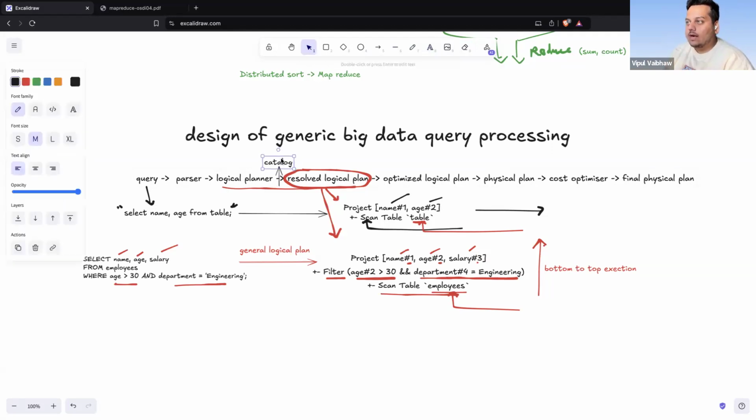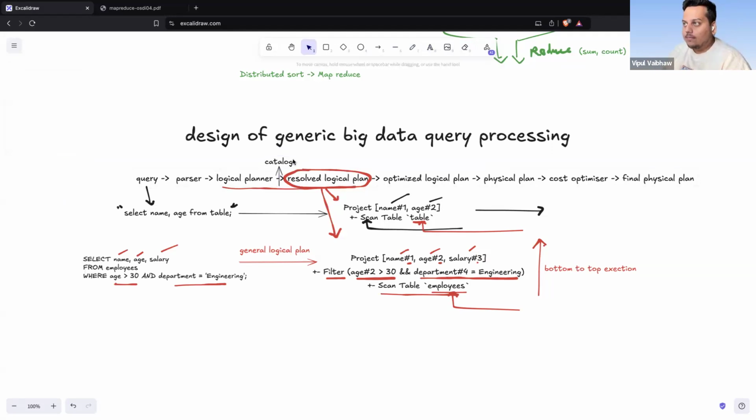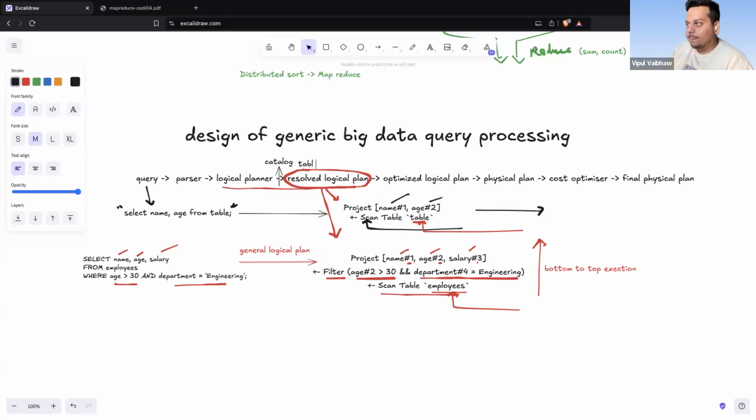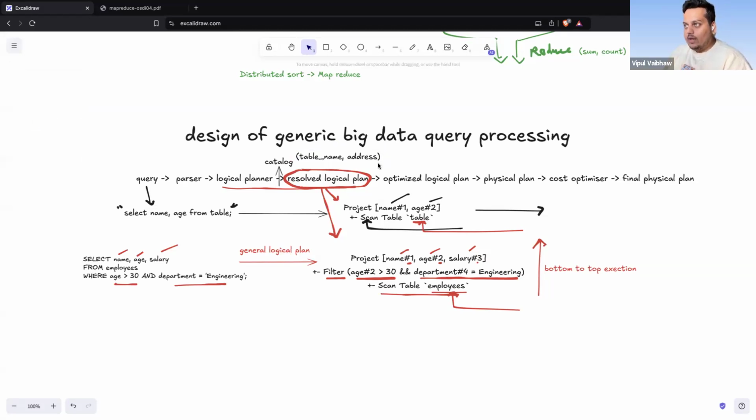The catalog has information on where a table name exists. So the catalog has information like table name and address. Most of the time, databases or data query engines have a catalog inbuilt, their internal catalog. But there are ways where you can use external catalogs as well. We'll talk about that. This is going to take some time, just the design. So coming back, we have a bottom to top execution.